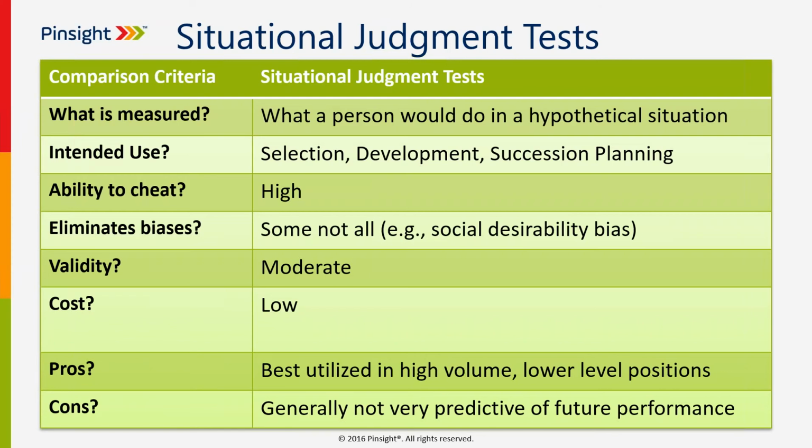They're often intended to be used across a variety of contexts, so selection, development, succession planning, promotion. But the ability to cheat is high. You are essentially measuring someone's knowledge of the best thing to do in this situation, rather than what they would actually do in that situation. So similar to personality tests, it eliminates some biases, but not all. We still have social desirability, or the ability of the candidate to present themselves more favorably, because we're not actually measuring what they do in that situation. We're asking them what they would do.